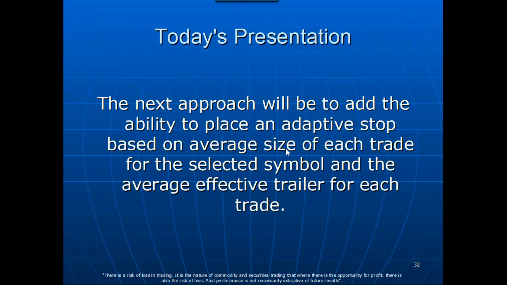Now, the next step will be to add the ability to place an adaptive stop based on the average size of each trade and the average pullback for each trade, for each selected symbol, and the average effective trailer for each trade. In other words, we're going to let the computer decide what is the amount of trade we want to get into before we initiate the stop, and how far do we want to let this thing pull back before we take our profit, all based on historical trades that have happened for quite a while back on this particular item.